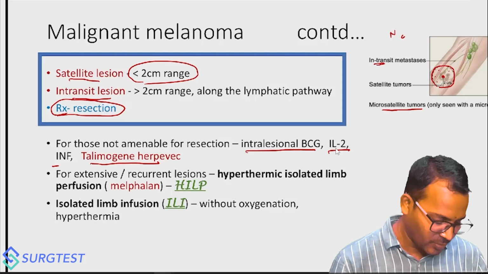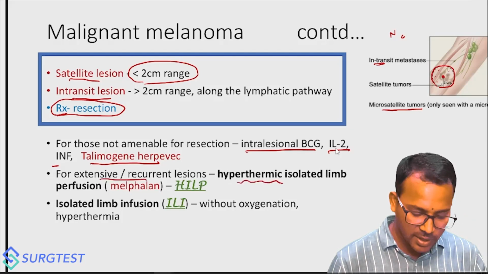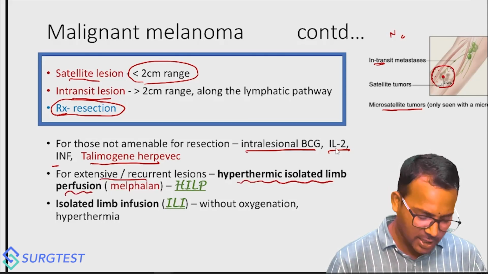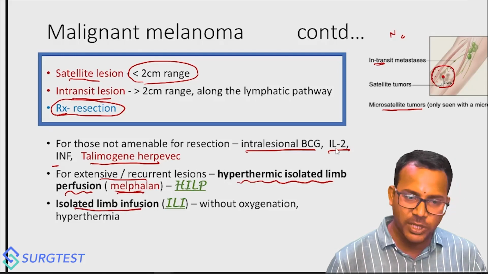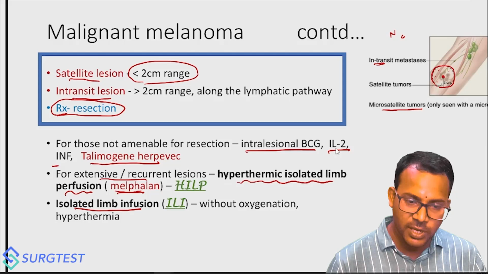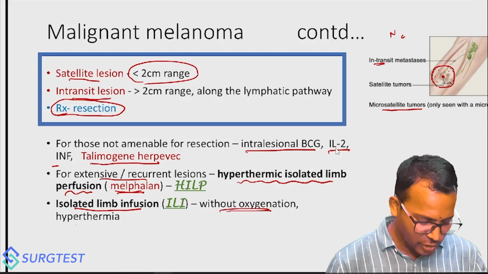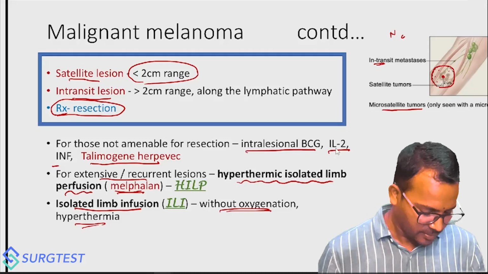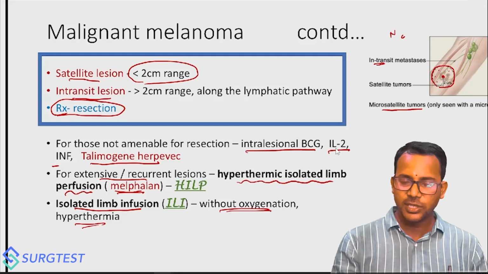For still extensive and recurrent lesions, what you can do is hyperthermic isolated limb perfusion, which is HILP, using melphalan. You also have isolated limb infusion. Okay, there is not much difference between hyperthermic isolated limb perfusion and isolated limb infusion. The only difference being that you will not have oxygenation and you will not have hyperthermia in case of isolated limb infusion.